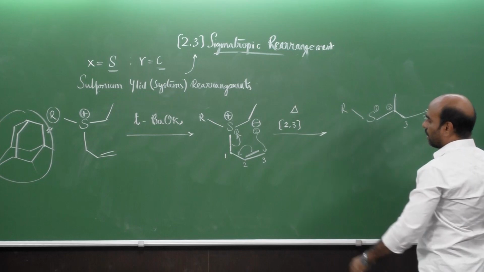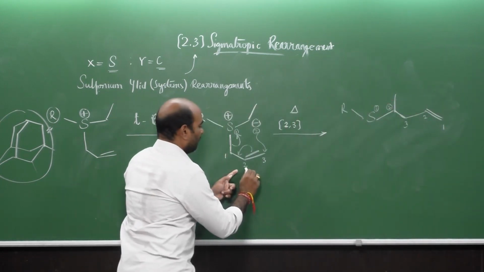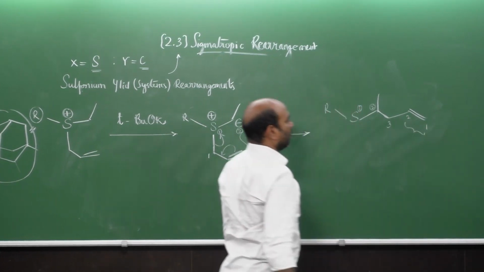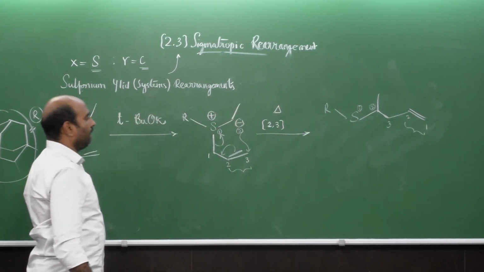So, now the pi bond, which was previously between 2 and 3, is now seen in between 1 and 2. So, this is the product.